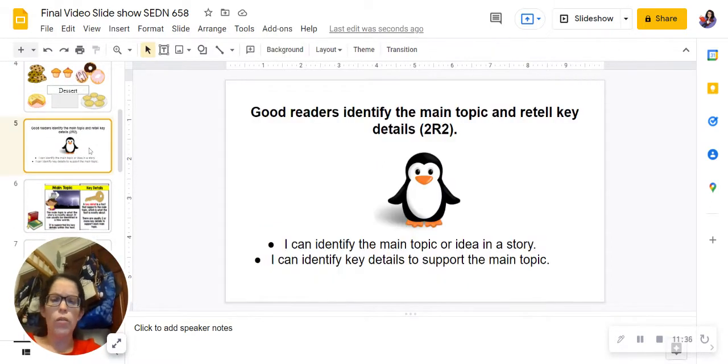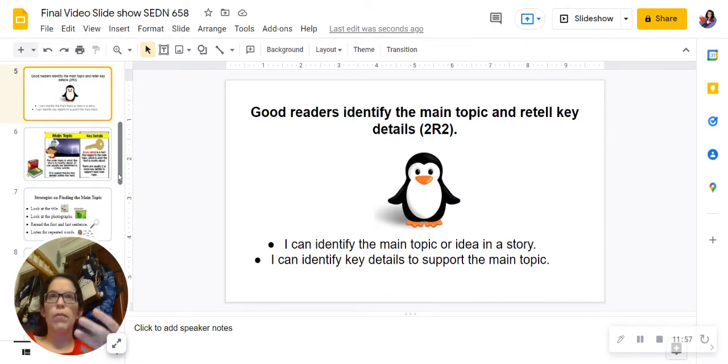We would talk about our goal of the lesson. And recently we are talking about main topic and retelling key details in the class. They have prior knowledge of identifying text features in a nonfiction text. And I would definitely keep reminding them of the text features because that will support them in this lesson as well. Also would tell them that these are their goals at the end of the lesson, that they're going to be able to identify the main topic or idea in the story, as well as identify key details to support the main topic.